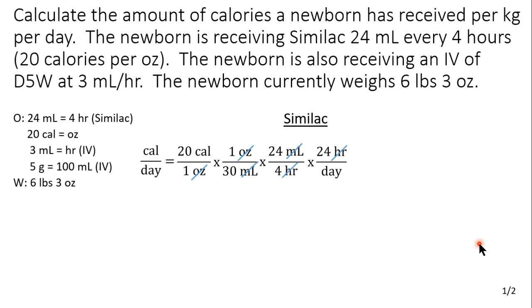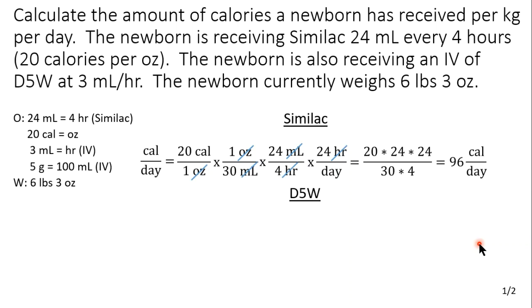So then we multiply the top, divide by the bottom. So 20 times 24 times 24 divided by 30 times 4 gives us 96 calories per day. So these are the calories being received from the Similac. Now we have to calculate the ones for dextrose.